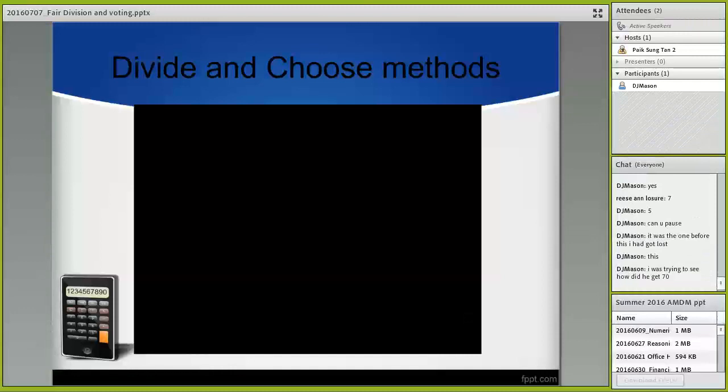So for divide and choose, it's one person divides and the other person chooses. Simple, right? Fair.